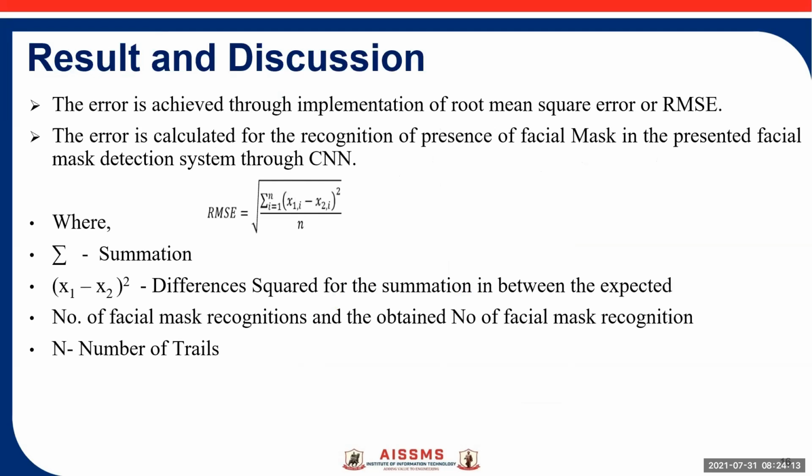Now the result and discussion. The error is achieved through the implementation of root mean square. The formula is given over here: the summation of differences squared. So this is the error, or we can say the resultant discussion.